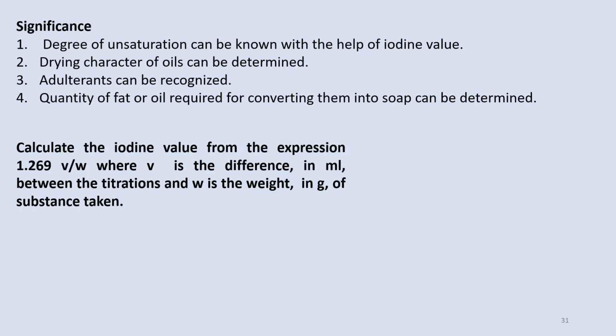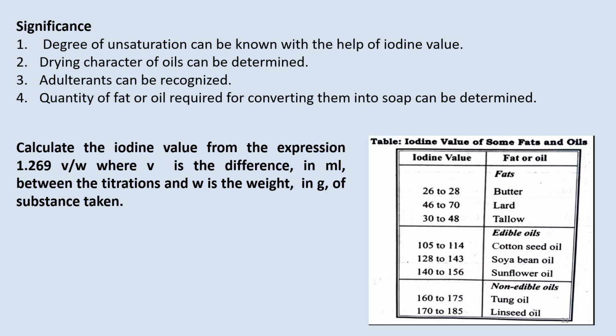Calculation. Calculate the iodine value from the expression 1.269 V/W, where V is the difference in ml between the titrations, that means blank versus the assay. Blank means without sample we have to perform the assay, perform the titration. And W is the weight of the sample which is taken; even though it is a liquid, you should write in grams of sample taken. So you can see here some of the values which are given.